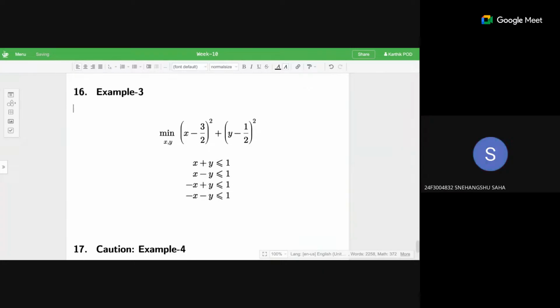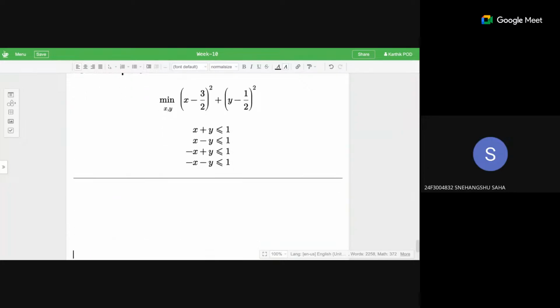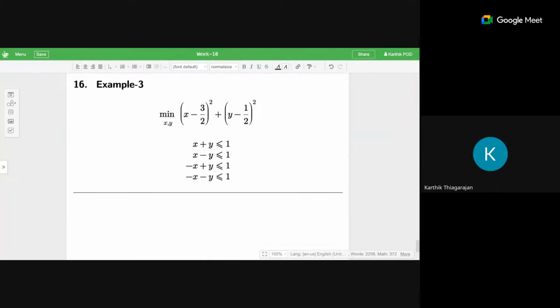It is a rhombus, a square kind of structure with vertices 1, 1, minus 1, minus 1, and 1, minus 1. And this is an ellipse centered at 1.5 and 0.5 with a radius I don't know. We'll come to the visualization part soon.